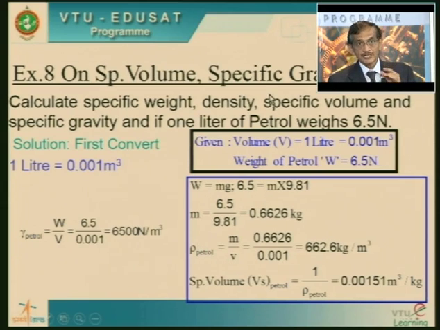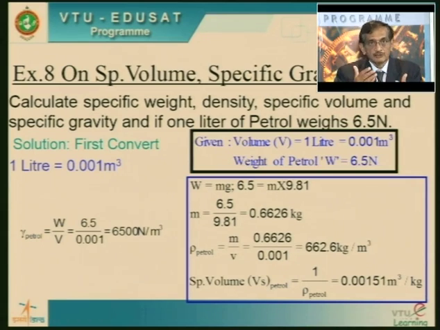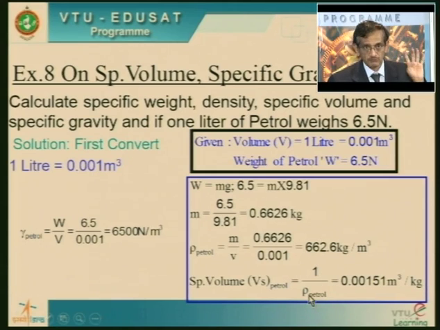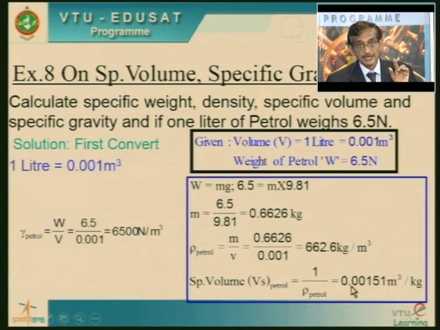Now, one more thing he is asking you, specific volume. I think I have told you that specific volume is nothing but the reciprocal of density. Specific volume is defined as 1 by density of petrol. So, I want to calculate 1 divided by 662.6. I will substitute here and I will get a value. Please calculate exactly: 0.00151 meter cube per kg. So, this is the way this question has been solved.